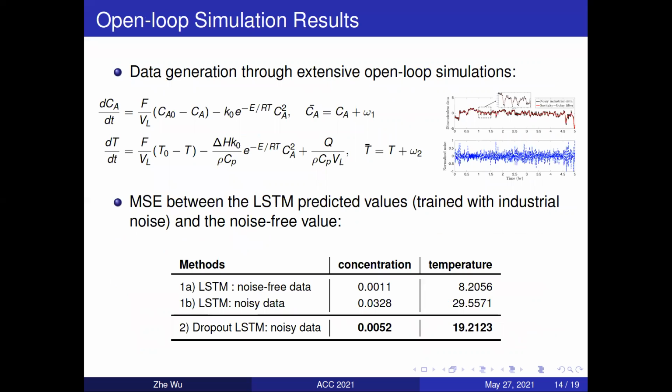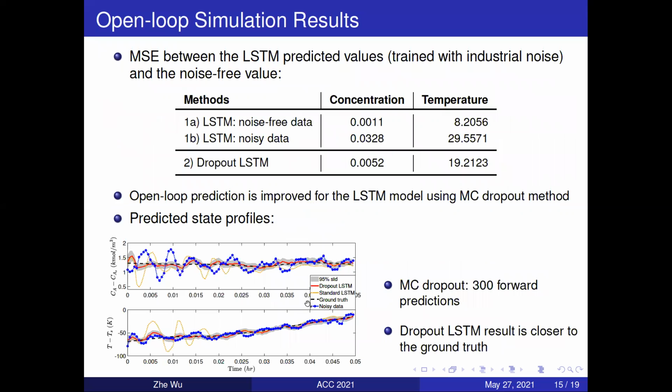Here we calculate the MSE for the open loop LSTM prediction. We have three models: the LSTM trained using noise-free data, using noisy data, and the dropout LSTM trained against noisy data. The table shows the dropout LSTM has better MSE results than the LSTM with noisy data. And the figure here also shows the MC dropout result, which is the red profile, is closer to the ground truth, the black profile, compared to the standard LSTM prediction, which is the yellow profile.